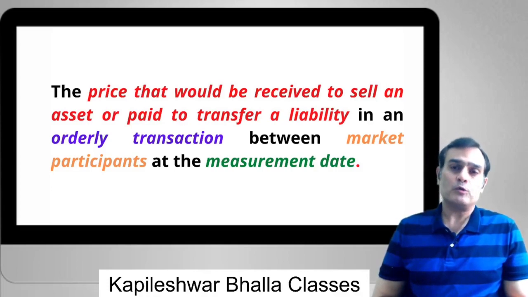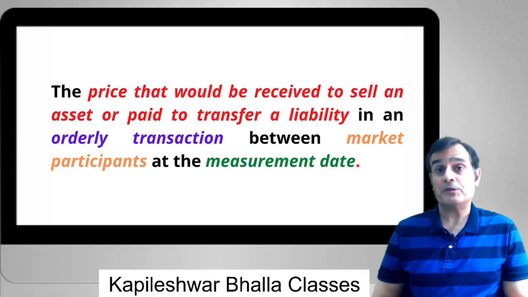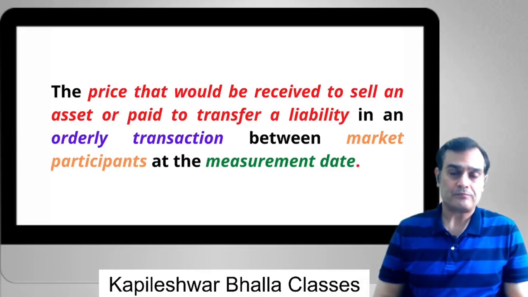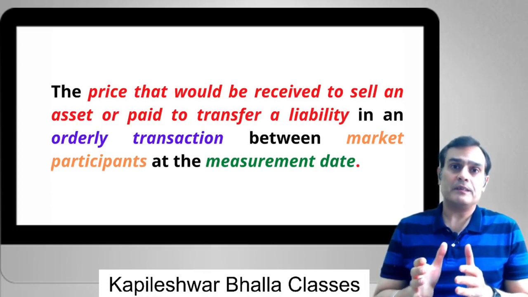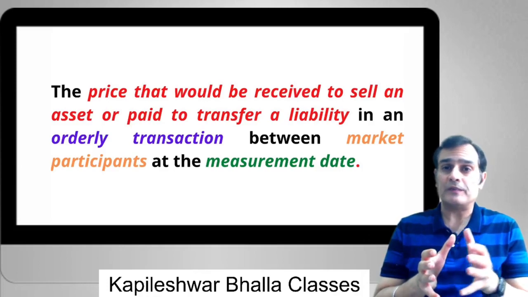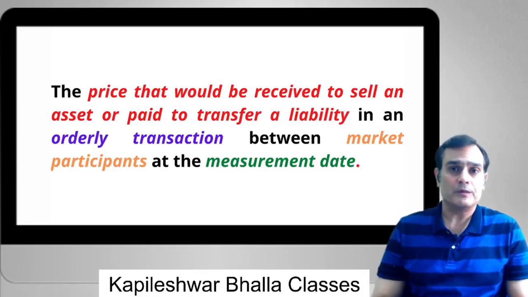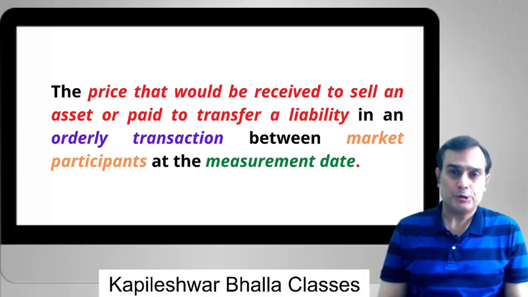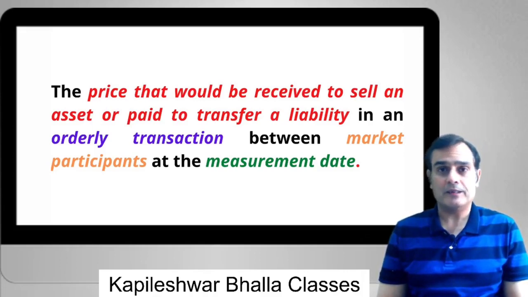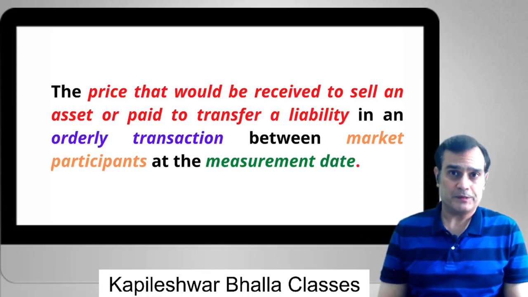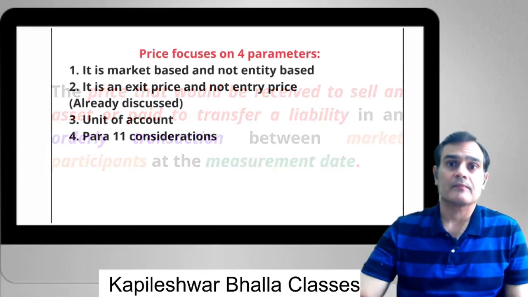Now this measurement could be for the purpose of initial recognition, or it could be for the purpose of subsequent measurement of an asset or liability. So when you say a measurement date, again, we can say that it could be for the purpose of initial recognition or a subsequent measurement. So I think the only two terms which now need attention to appreciate the definition of fair value are orderly transactions and market participants. Let's see.